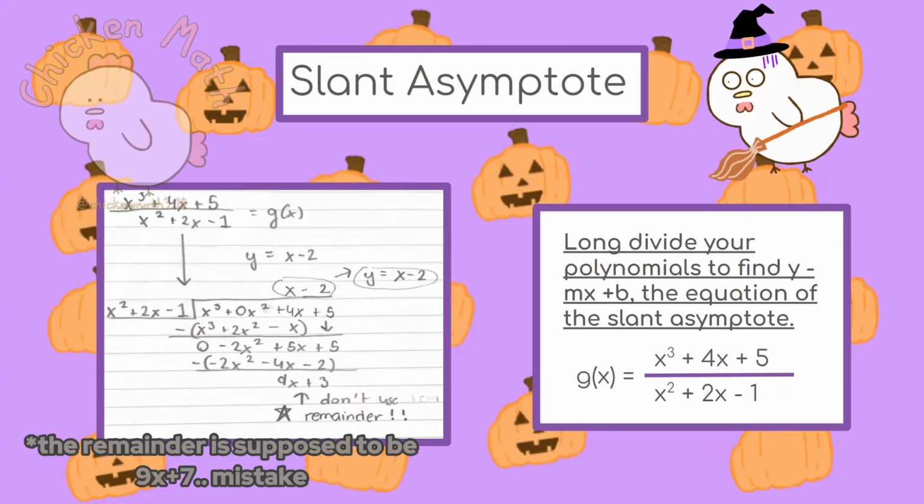We can see here the work that I did for this problem, dividing the numerator by the denominator, and we can see that we actually get a remainder of 9x plus 7. So we ignore this remainder and we only keep this quotient. Remember to long divide your polynomials if you ever find them in a fraction where the numerator has a degree 1 higher than the denominator.